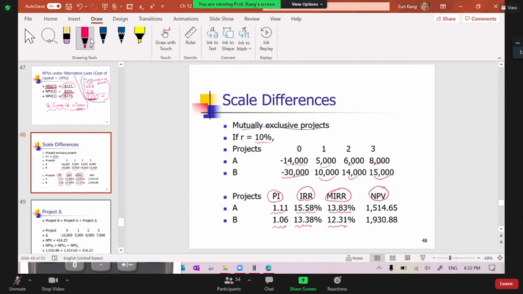But NPV, A is 1514, B is 1930. In this case, which project would you choose?